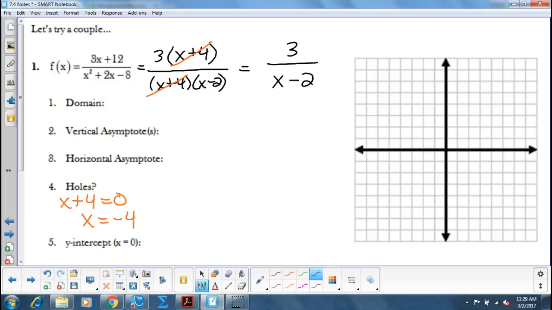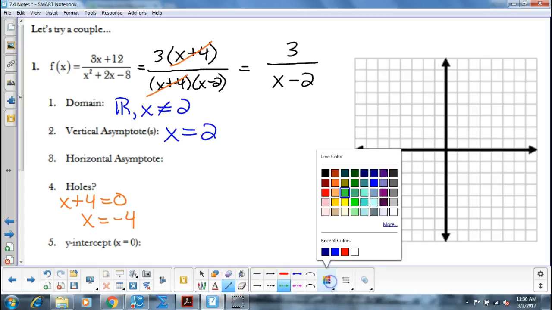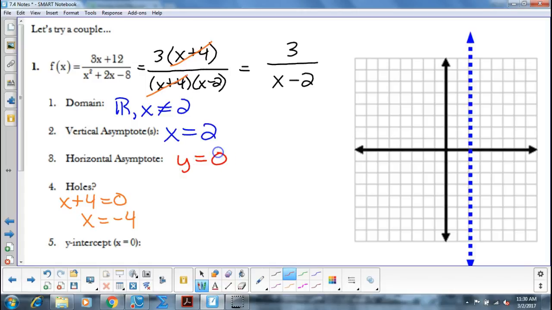Domain of my new function? Which means that my vertical asymptote then is x equals +2. Horizontal asymptote, y equals 0. Degree on top is 0. Degree on the bottom is 1. We're in a bottom bigger case.